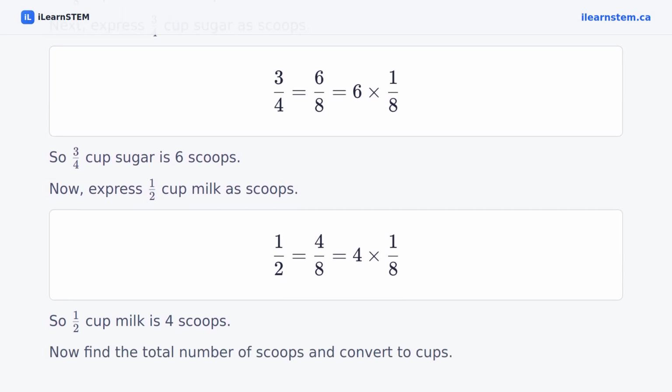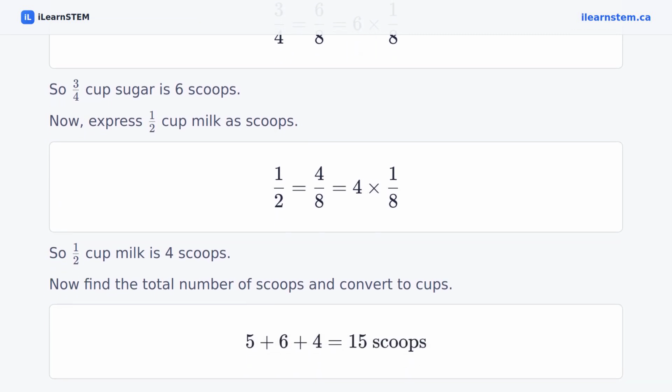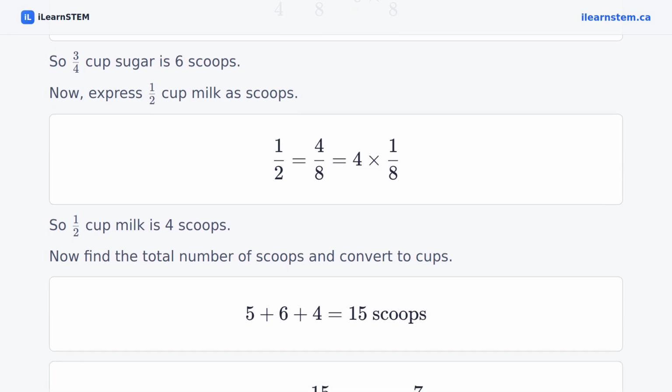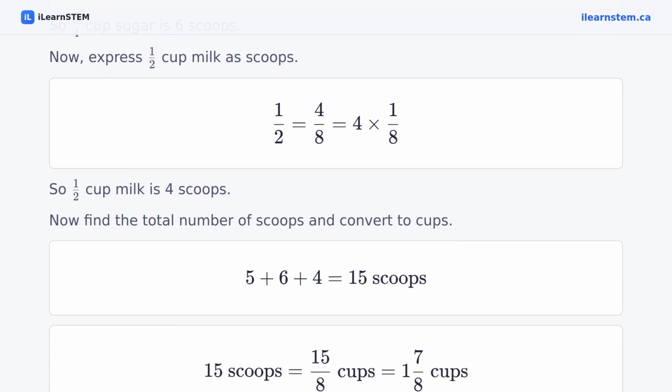Now find the total number of scoops and convert to cups. 5 plus 6 plus 4 equals 15 scoops. 15 scoops equals 15/8 cups, which simplifies to 1 7/8 cups.